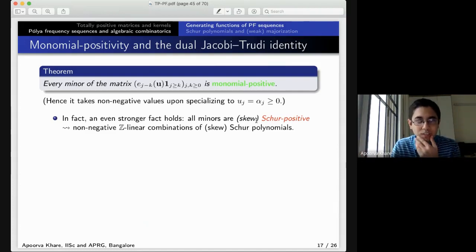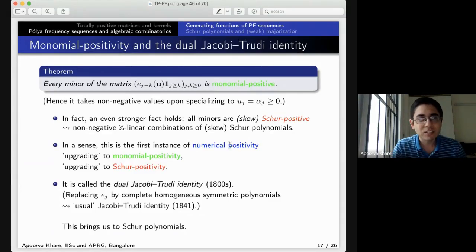But this actually is a result that is very classical. It's not something new. So in this sense, this is the first instance, if you will, of numerical positivity when you substitute the alpha j's, upgrading to monomial positivity, upgrading actually to Schur positivity. And this is called the dual Jacobi-Trudi identity. If you replace the E j's, the elementary, by the complete homogeneous symmetric polynomials, then you get the usual Jacobi-Trudi identity. So these are all very old results. But anyway, I still now need to define for you Schur polynomials.